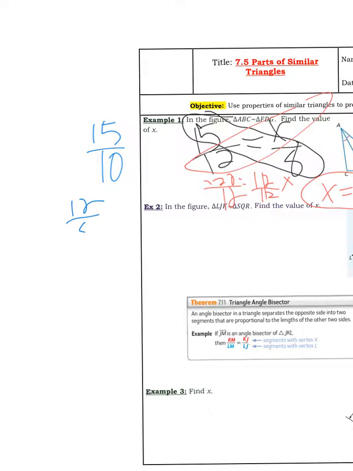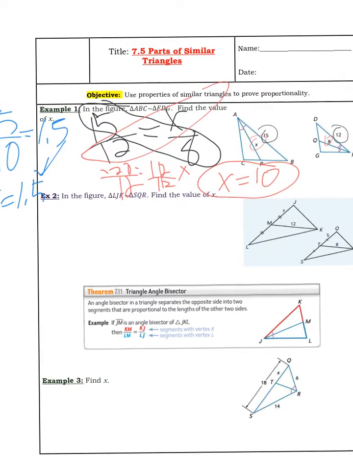So 15 over 10 is going to get you 1.5. And then 12 over 8 is going to get you 1.5. So if your ratios match up, you know you did it right. That's just a way of checking your work. You don't really have to do that for every problem, but now you know.